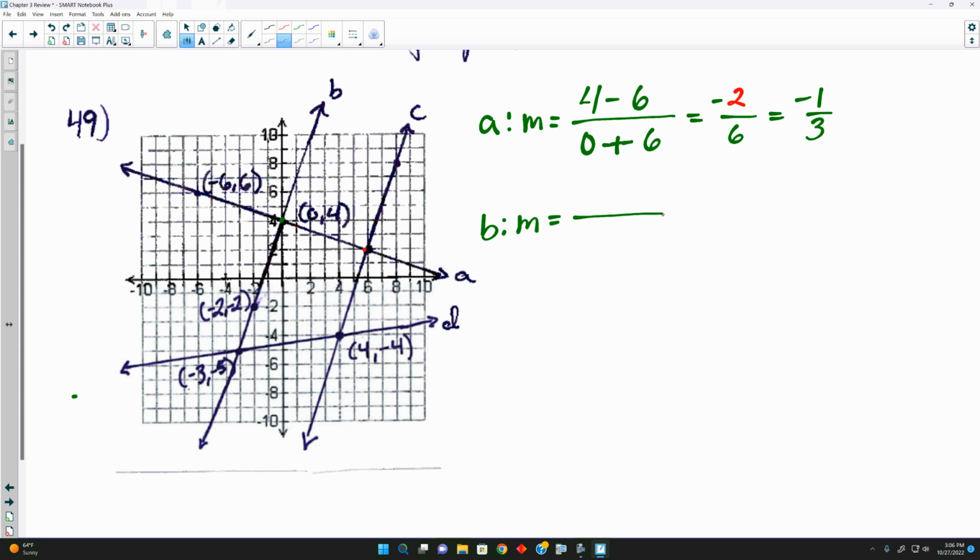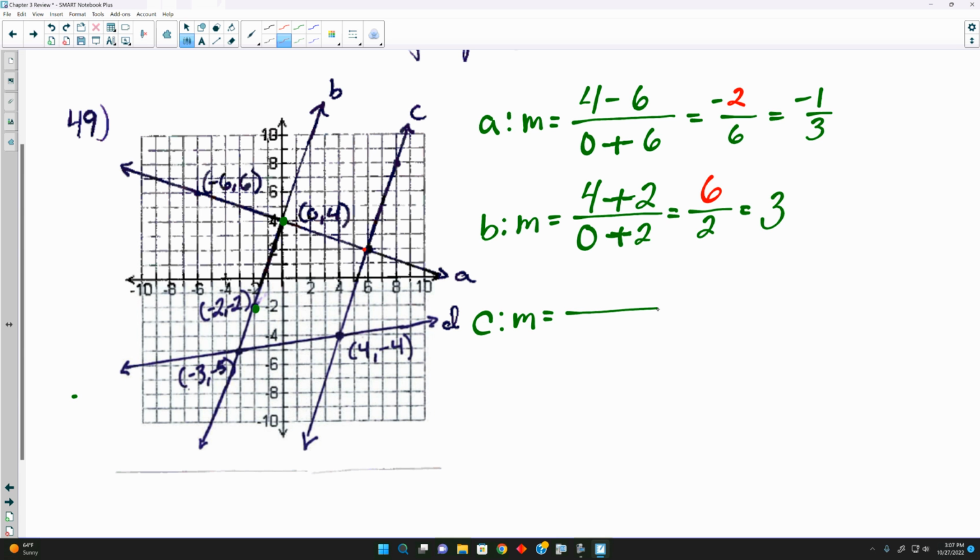For line B, negative 2, 2, we can say 0, 4. So 4 minus negative 2, then we'd have 0 minus negative 2. Here the negative and negative make a plus, so 4 plus 2 is 6. Here the negative negative make a plus, which is 2. 6 divided by 2 is 3. Since it's still on the line, that works. If you use negative 3, 5, negative 5, you'd get the same answer.